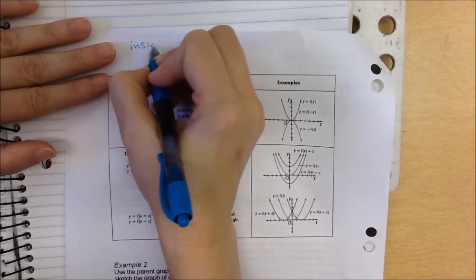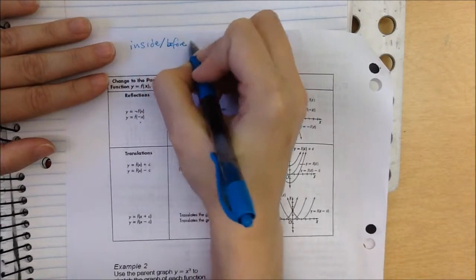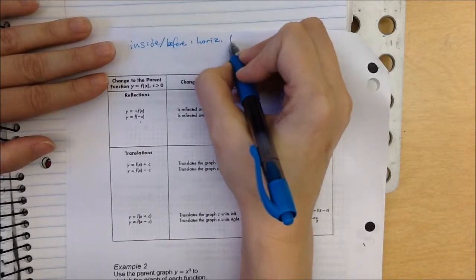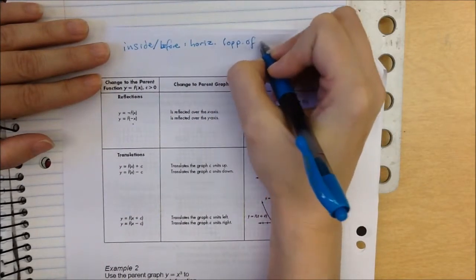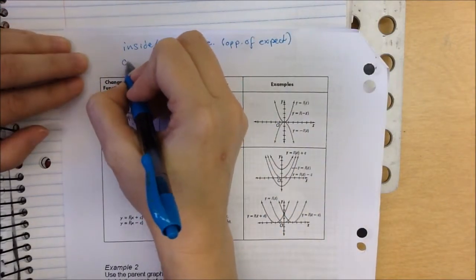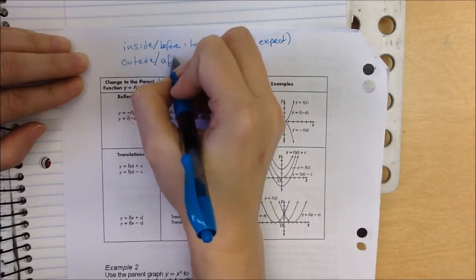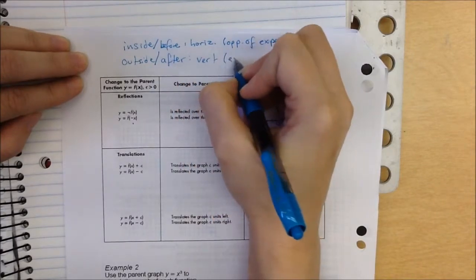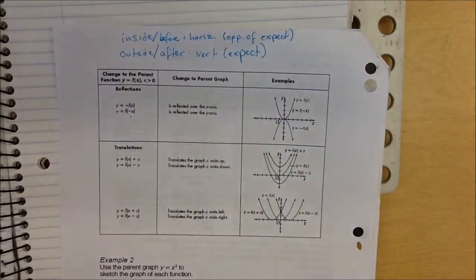Inside parentheses, or before the function is applied, will be a horizontal change, and it tends to be the opposite of what you expect. If it happens outside the parentheses, or that is to say after the function is applied, it's going to be a vertical change, and it's usually going to be what you'd expect to happen. So it's just a way to remember what's going to happen.